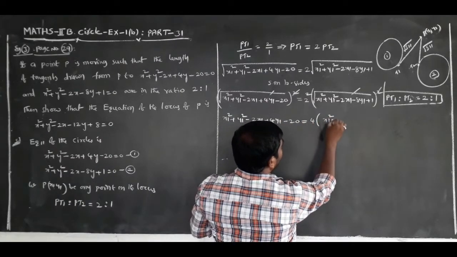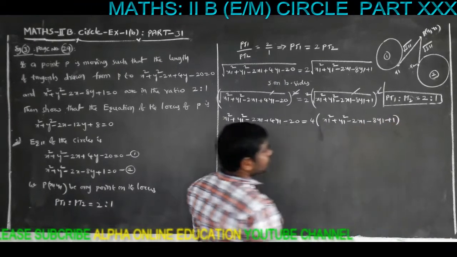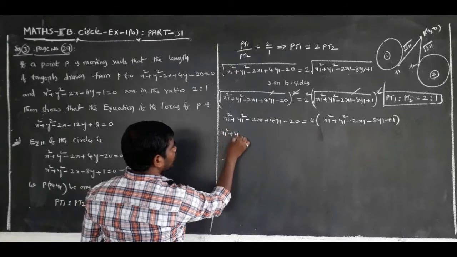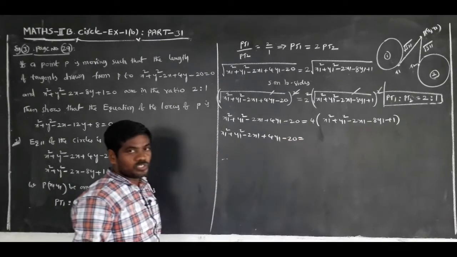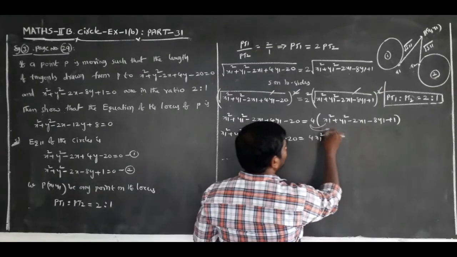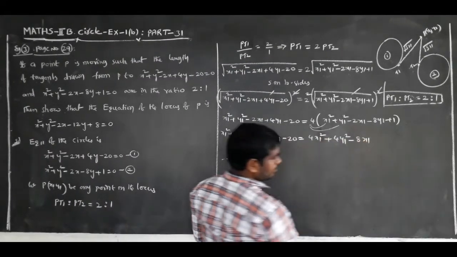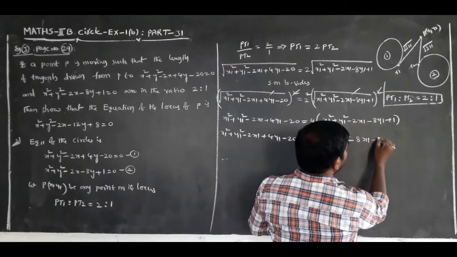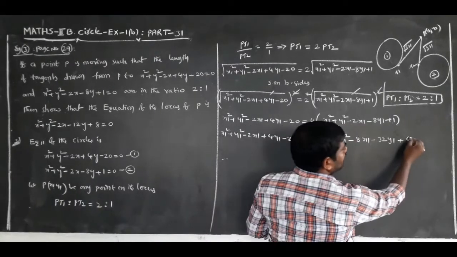4 into x1 square plus y1 square minus 2x1 minus 8y1 plus 1, plus 1 into x1 square plus y1 square minus 2x1 plus 4y1 minus 20, is equal to 4 into x1 square: 4x1 square plus 4y1 square, 4 2s are 8x1 minus 8x1, plus into minus minus, 4 8s are 32y1 plus 4 into 1, 4.